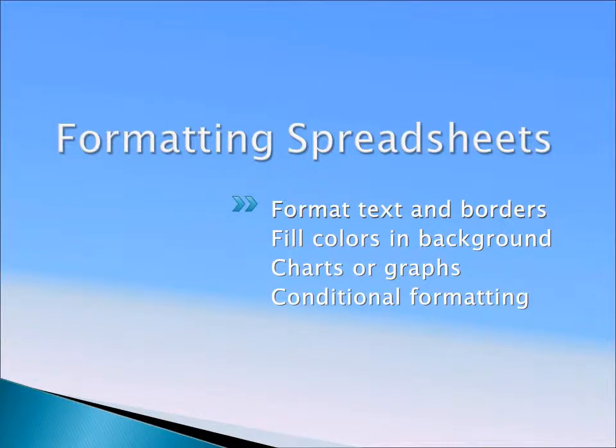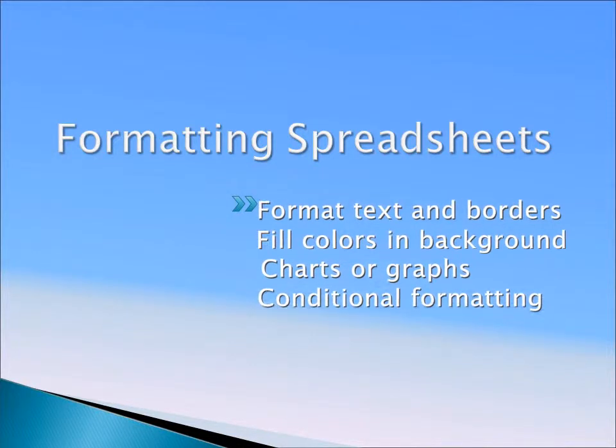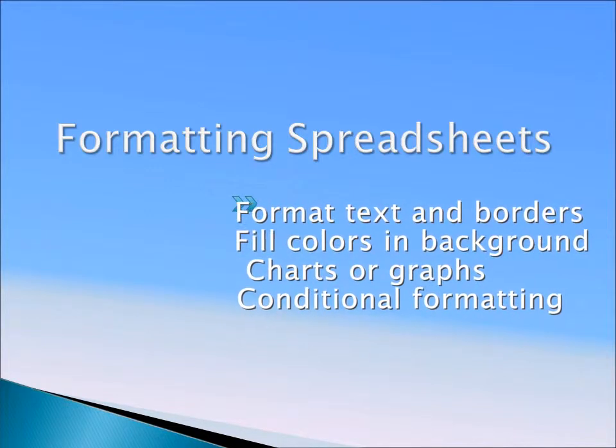These are some of the ways that we can help our readers see what is significant about the numbers we show them. We can format the text, change the borders, put fill color in the background, or show charts to highlight trends, or add a little conditional formatting.